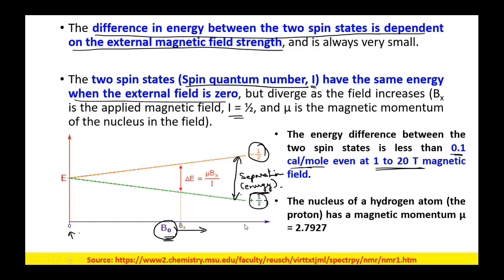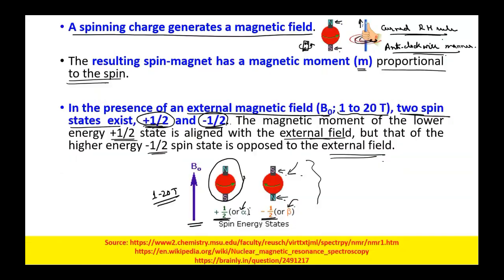Okay. The energy difference between the two spin states is less than 0.1 calorie per mole. Now, why is this happening? Why are you getting these differences? Okay, let's move back to this slide. If you see, I have told that there can be a possibility of two states.